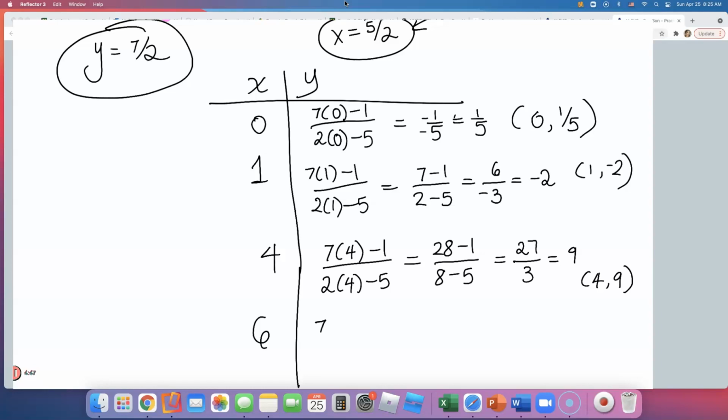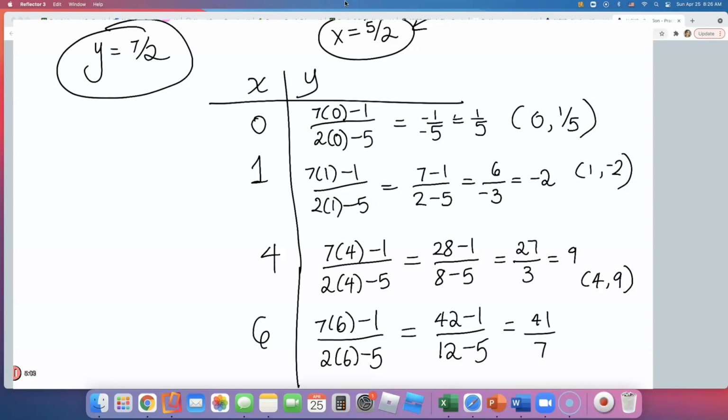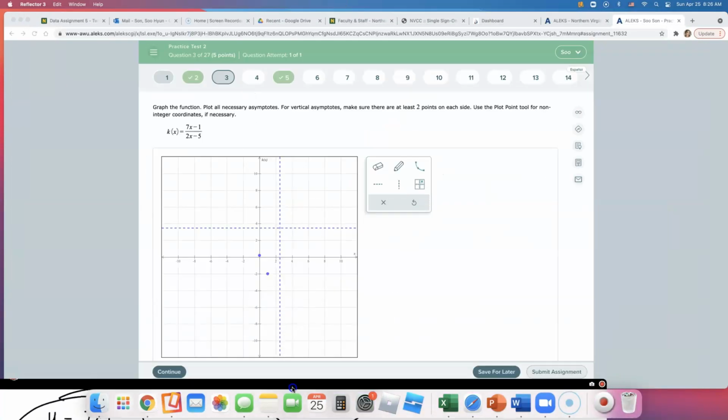Next one. If I plug in 6 into the function, that's going to be 7 times 6 minus 1 over 2 times 6 minus 5. That is 42 minus 1 over 12 minus 5. So I'll get 41 over 7. That's not a nice number, but hey, we have that plotter tool. So I'm going to go ahead and plot these two points using that plotter tool.